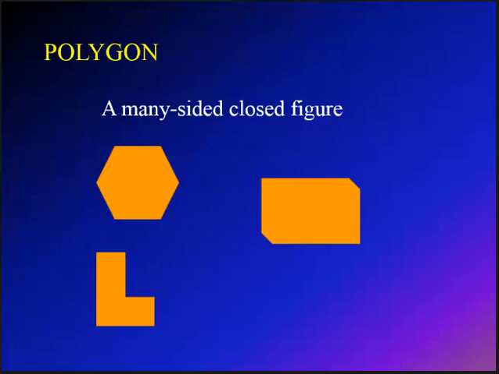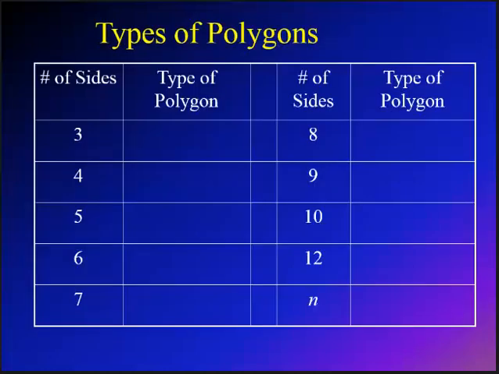We can name our polygons based on the number of sides that it has. You need to know these names. They will probably show up on a quiz and definitely on a test in definitions or in instructions. If I say to draw a pentagon, then you need to know what penta means. So let's go through these and name these polygons based on the number of sides they have.